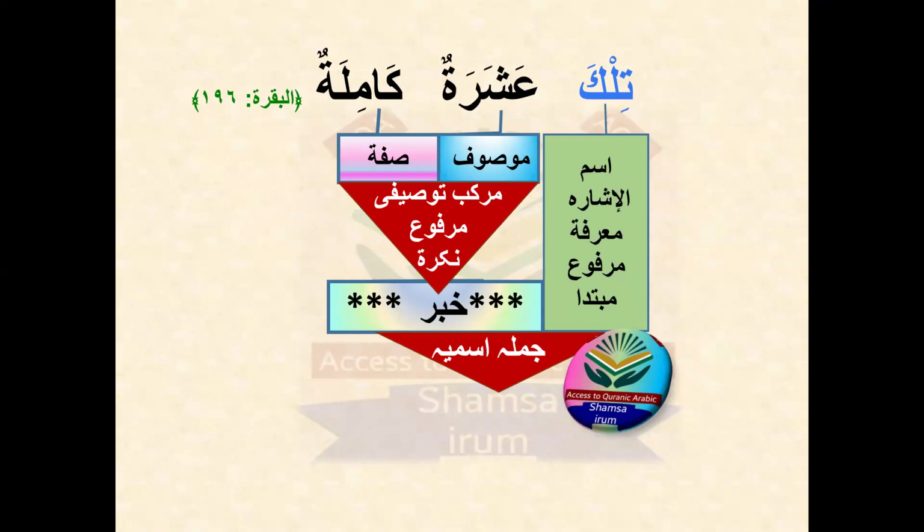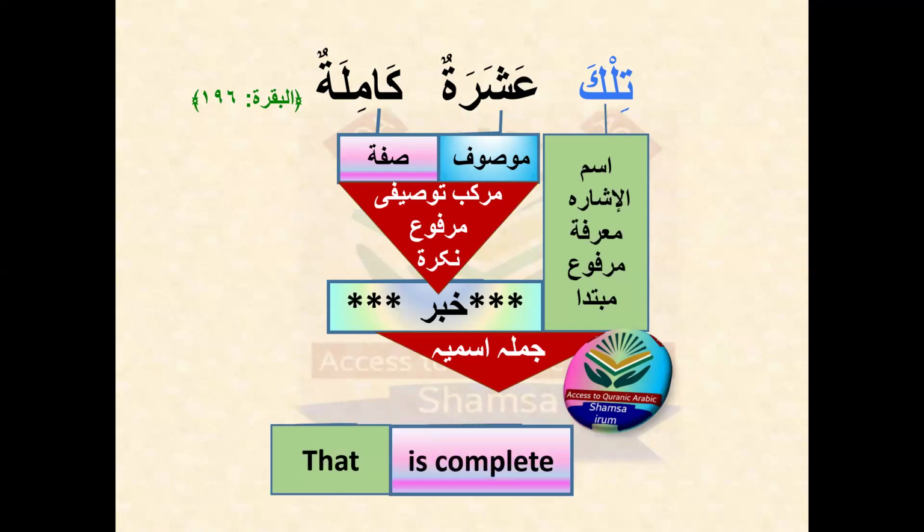The translation is: that is complete 10. I put the word days in brackets because it is talking about the days. When you see the full ayah, the context will tell you it's talking about the days. That is complete 10 days. Asharatun means 10, kamilatun means complete, full.